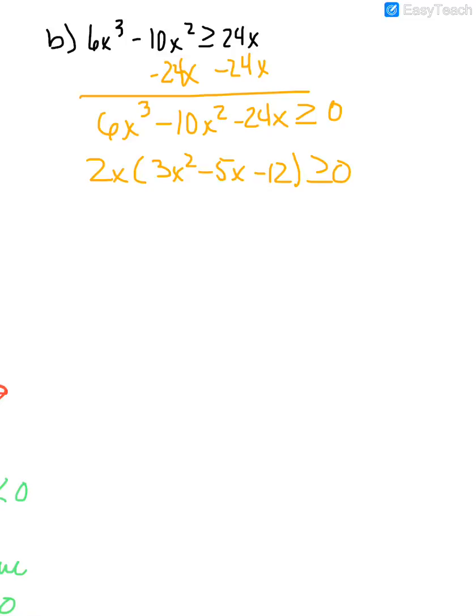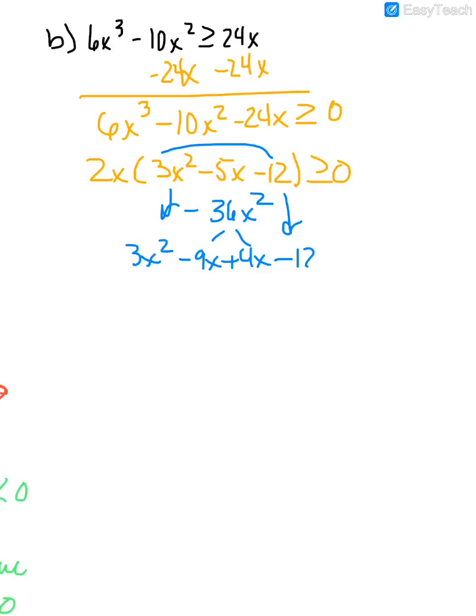Now, for this one, I'm going to use my little grouping trick to do the factoring. You can do it however you want, or you can use the quadratic formula. It should give you some nice answers there. But here, remember that I would multiply the outside, so that gets me negative 36x squared. I want to split that into two factors that subtract to get me -5, so that'd be negative 9x plus 4x. Bring down my other numbers. Okay. And then I'm going to break this up.